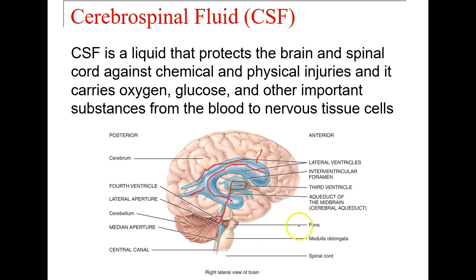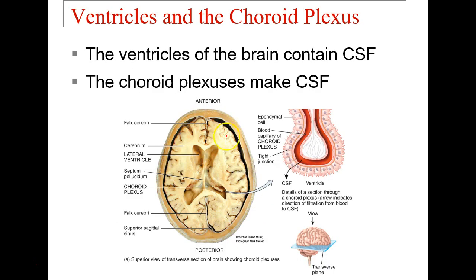From there, we will flow into the central canal of the spinal cord as well, and around the spinal cord in the subarachnoid space, as well as around the brain in the subarachnoid space. Okay, so here's an anatomical look at those ventricles. Ventricles are going to contain the CSF.